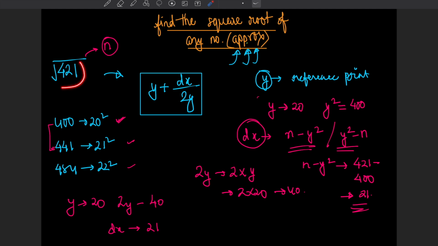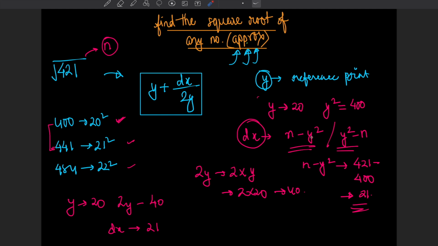For instance, over here it's 421, and we know that 400 is very close to 421. So we are taking 20 as our reference point. That is, 20 squared is 400. So y is our reference point, not the square of y, but y. So y is 20. Dx is the difference between the square of the reference point, that is y squared, and the number given. That means n minus y squared, or y squared minus n, whichever is positive. And 2y is twice y, that means 20 is our reference point, so it will be 40. That's what we have computed here.